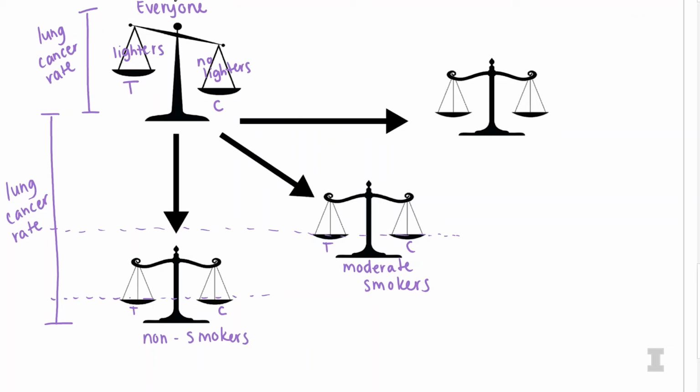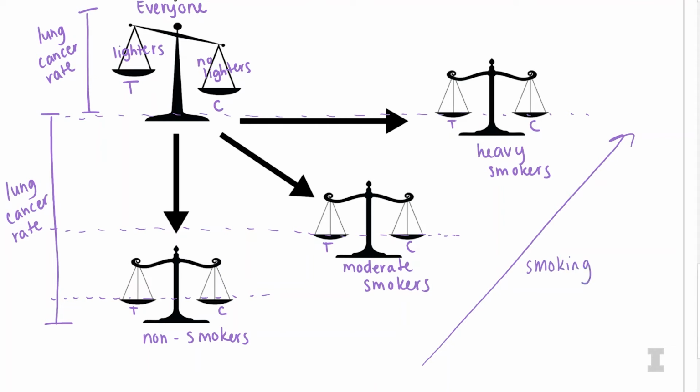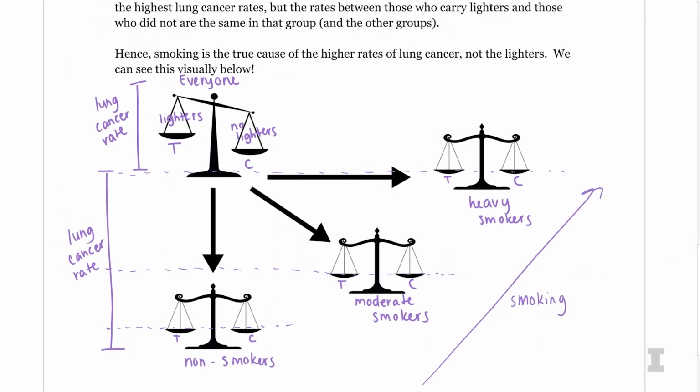And lastly, with the heavy smokers, we confirmed our suspicion. The heavy smokers, regardless of whether they carried lighters or not, had the highest rate of lung cancer. So the increase in lung cancer rate was due to the smoking, not the lighters. If we look at the treatment and control group within each smoking group, they're balanced, they're the same. So here we confirmed that smoking was the confounder.